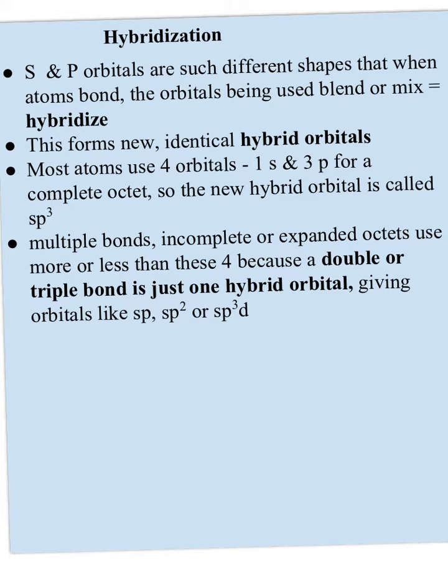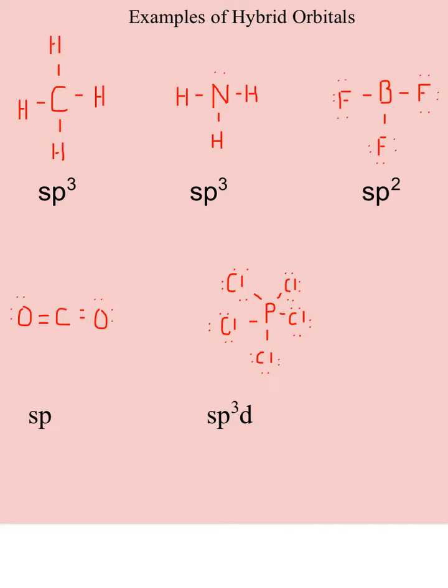But if you have multiple bonds or if you have incomplete or expanded octets, then you might only use 2 orbitals. So you'd use 1 s and 1 p, and we call it an sp hybrid orbital. So here's the examples of hybrid orbitals.